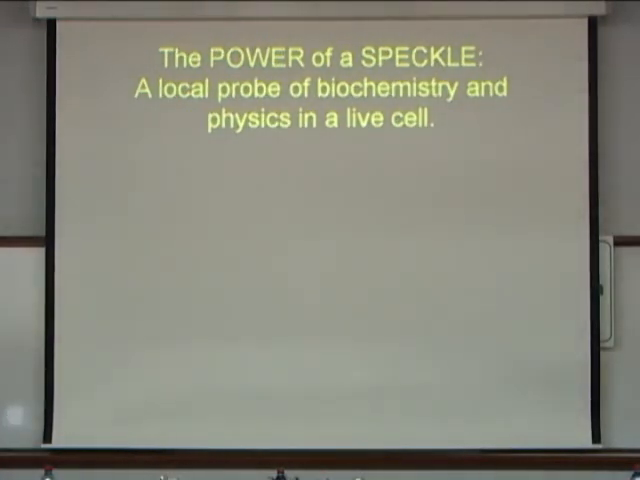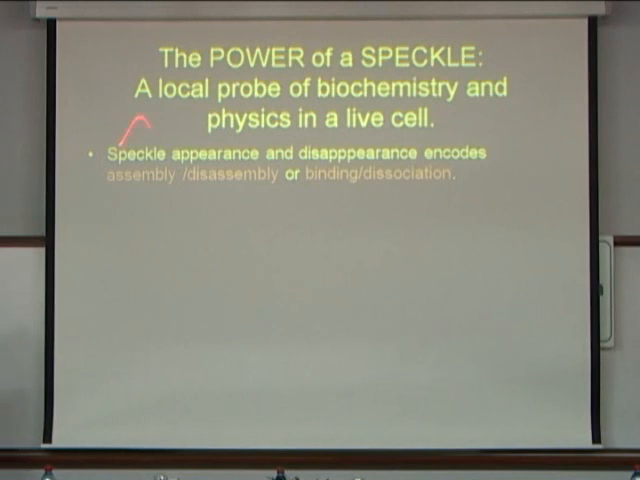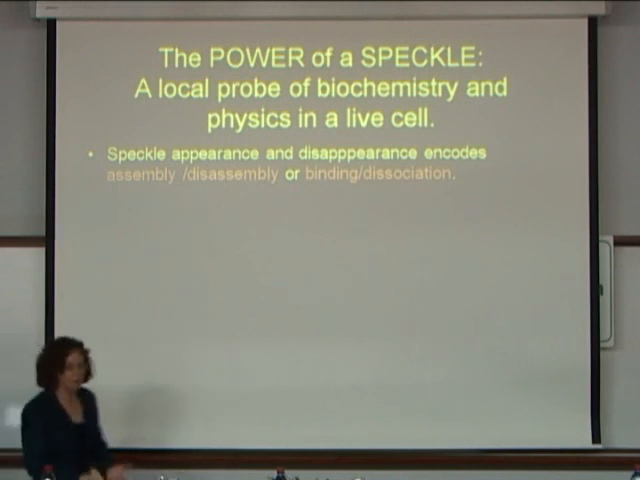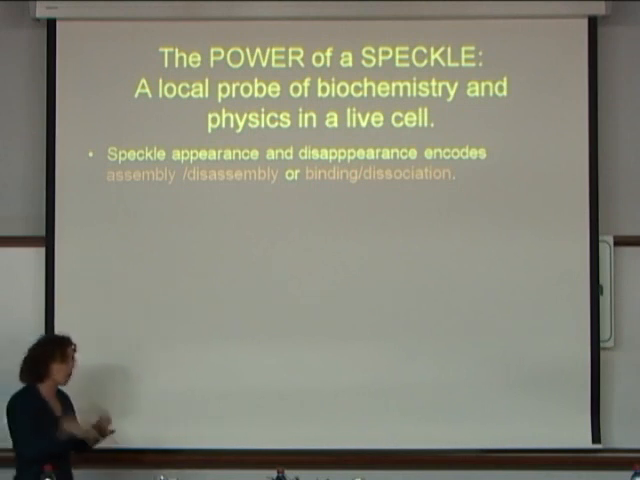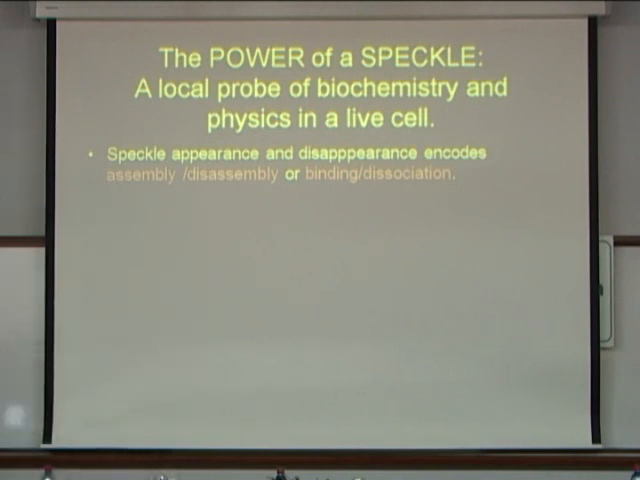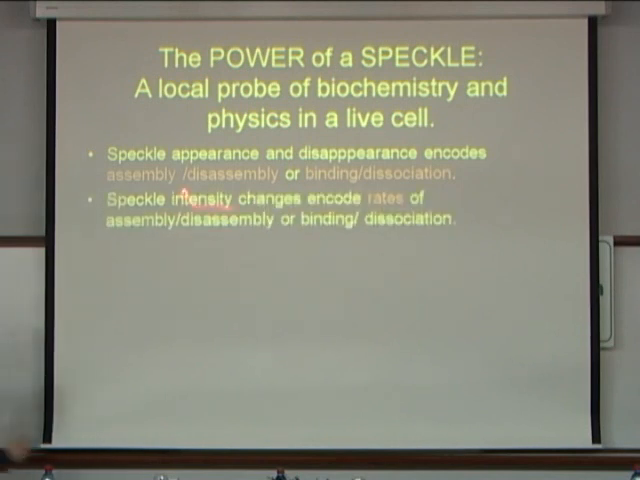Okay, what's so great about these speckles is that they're quantitative. They act as a local probe of biochemistry and physics in a living cell. The biochemistry comes in because the speckle appearance and disappearance encodes the assembly or disassembly of that macromolecular ensemble, or the binding and dissociation of molecules to and from some quasi-stable macromolecular platform. The biochemistry is also quantitative in the sense that the rate of change of intensity of each speckle encodes the rate of assembly or disassembly, or the rate of binding and dissociation. So you've got millions of little k-ons and k-offs.